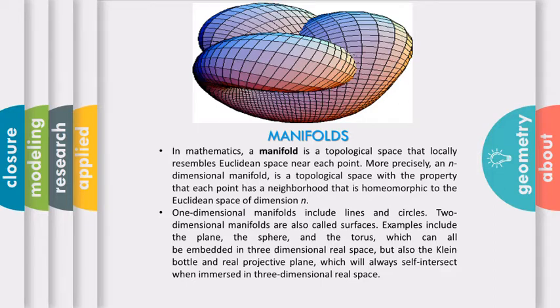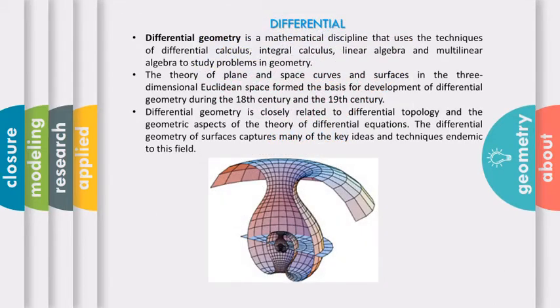So moving on, we have the differential geometry part. Differential geometry is a mathematical discipline that uses the techniques of differential calculus, integral calculus, linear algebra, and multilinear algebra to study problems of geometry. Here you can see the link between algebra and geometry, the link between mathematical analysis and geometry. Differential geometry also includes differential calculus and integral calculus, which are part of mathematical analysis. So here you can see how they are interlinked.